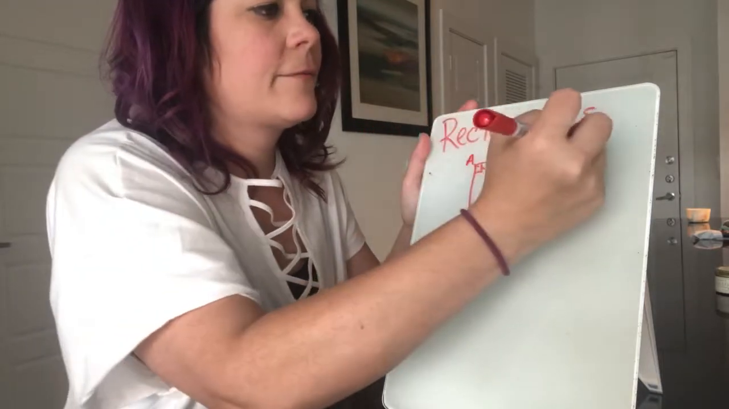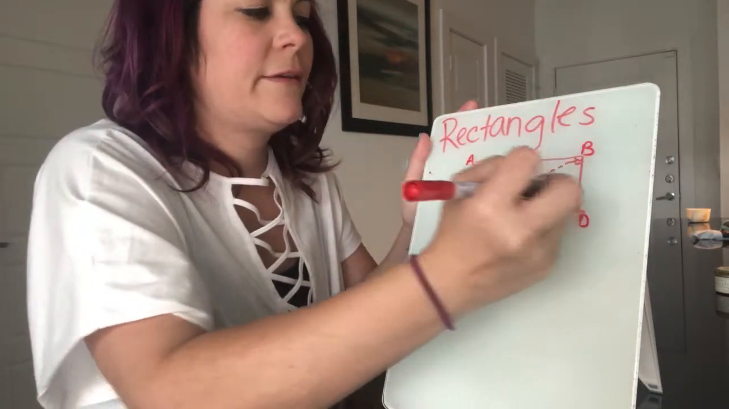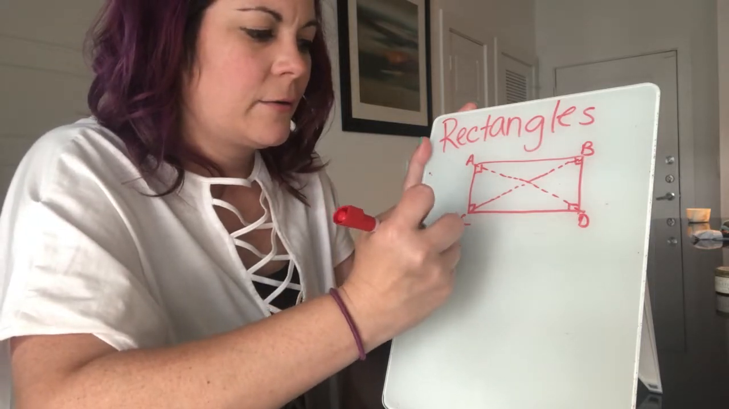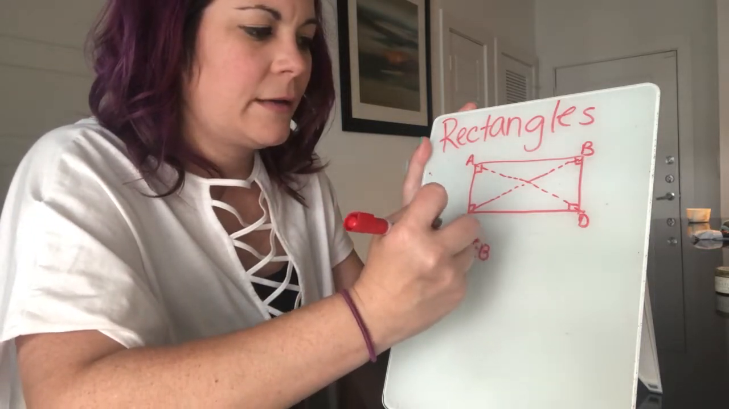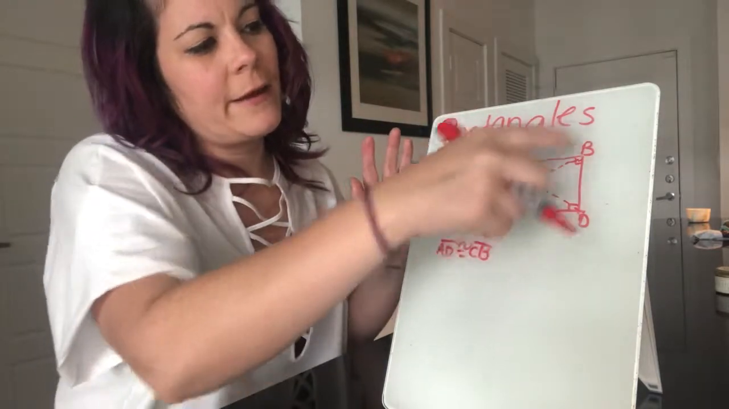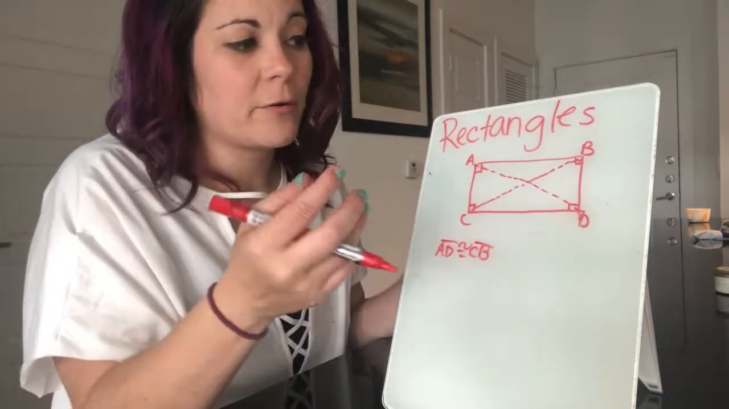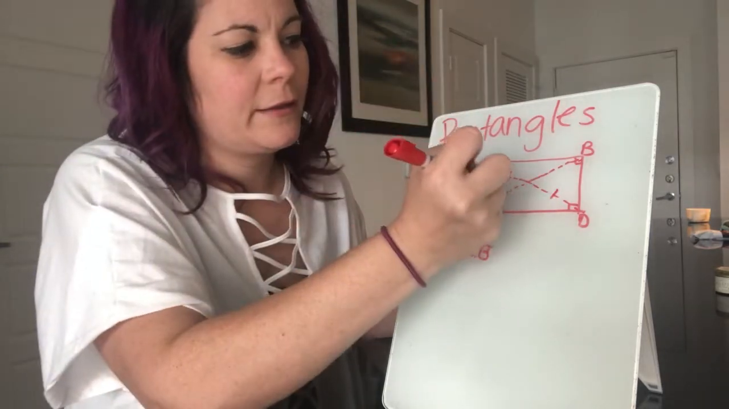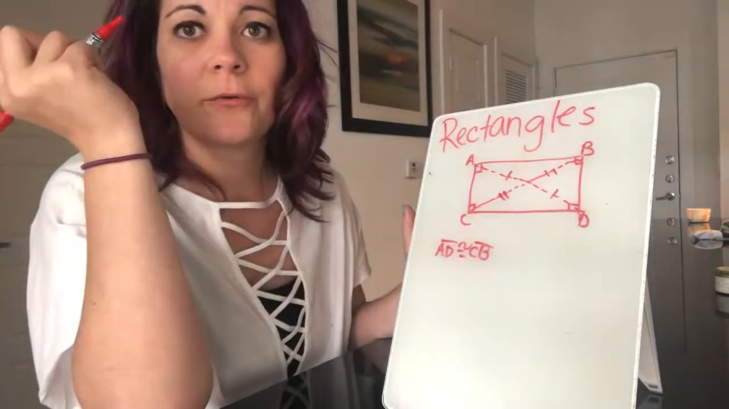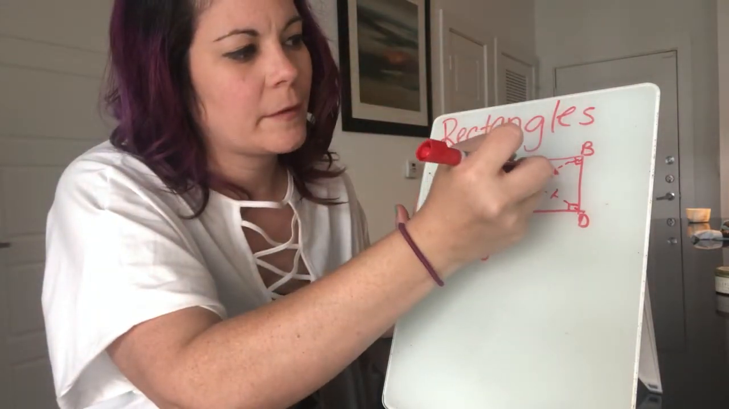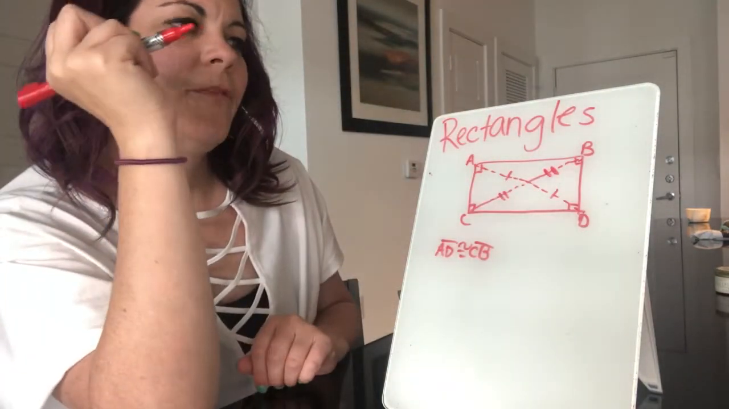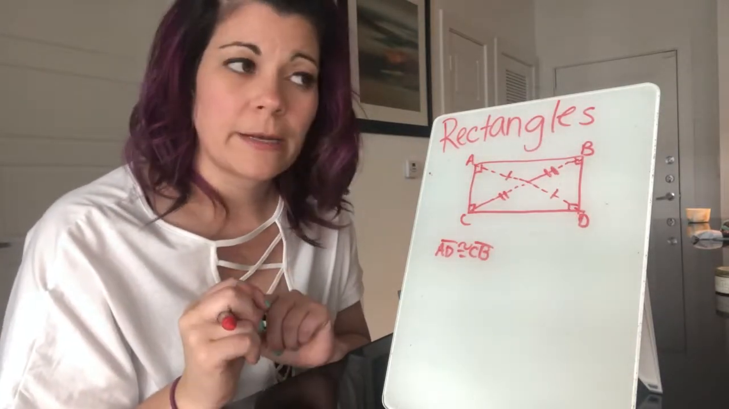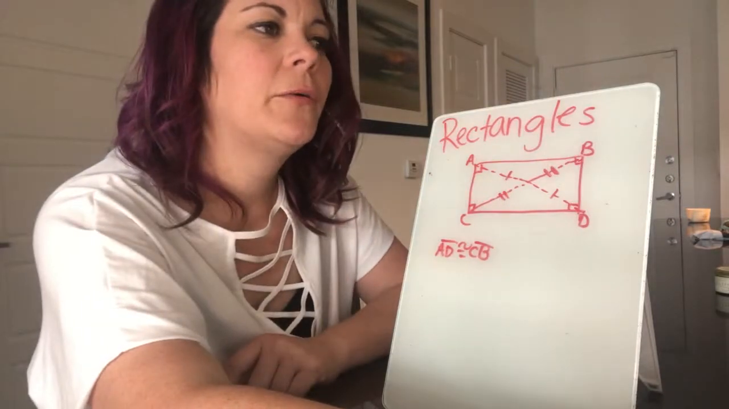So if we have our rectangle here, ABCD, that means AC would be congruent to BD. So not only do the diagonals bisect each other, which remember we know what bisect means, it means that this and this are congruent, and then these two segments are also congruent to each other. So rectangles have two more properties added onto parallelograms: all angles are right angles and diagonals are congruent.